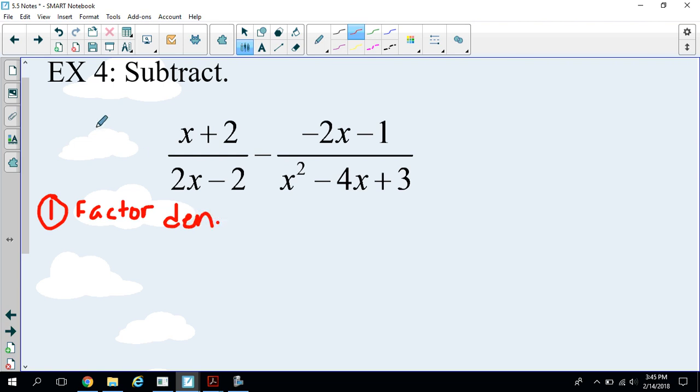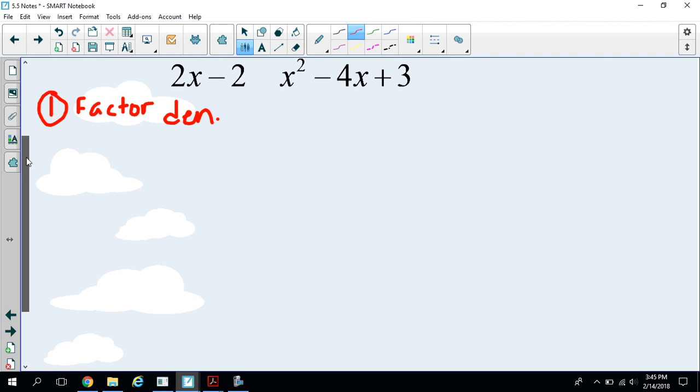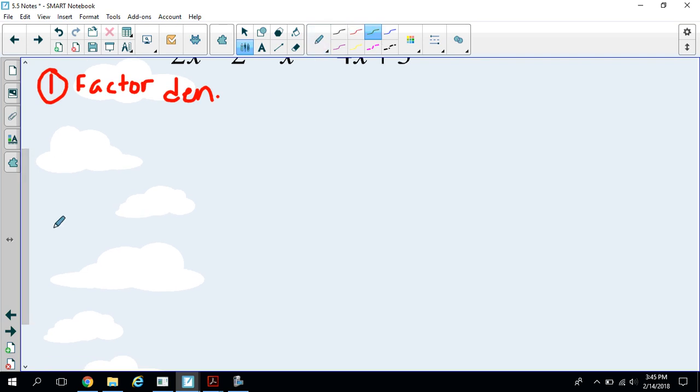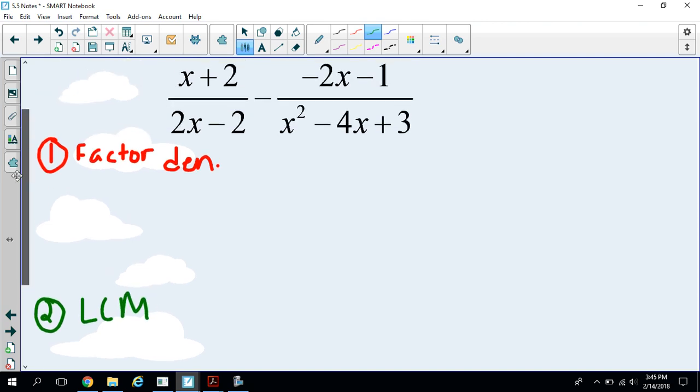So at this moment, I would like you to go ahead and pause the video and factor the denominator, so that would be your first task. After you factor, you would go ahead and find your LCM, the least common multiple. Okay, hopefully you paused the video, you tried to factor the denominators, and then find the least common multiple. If not, okay, let's go over how you do this.